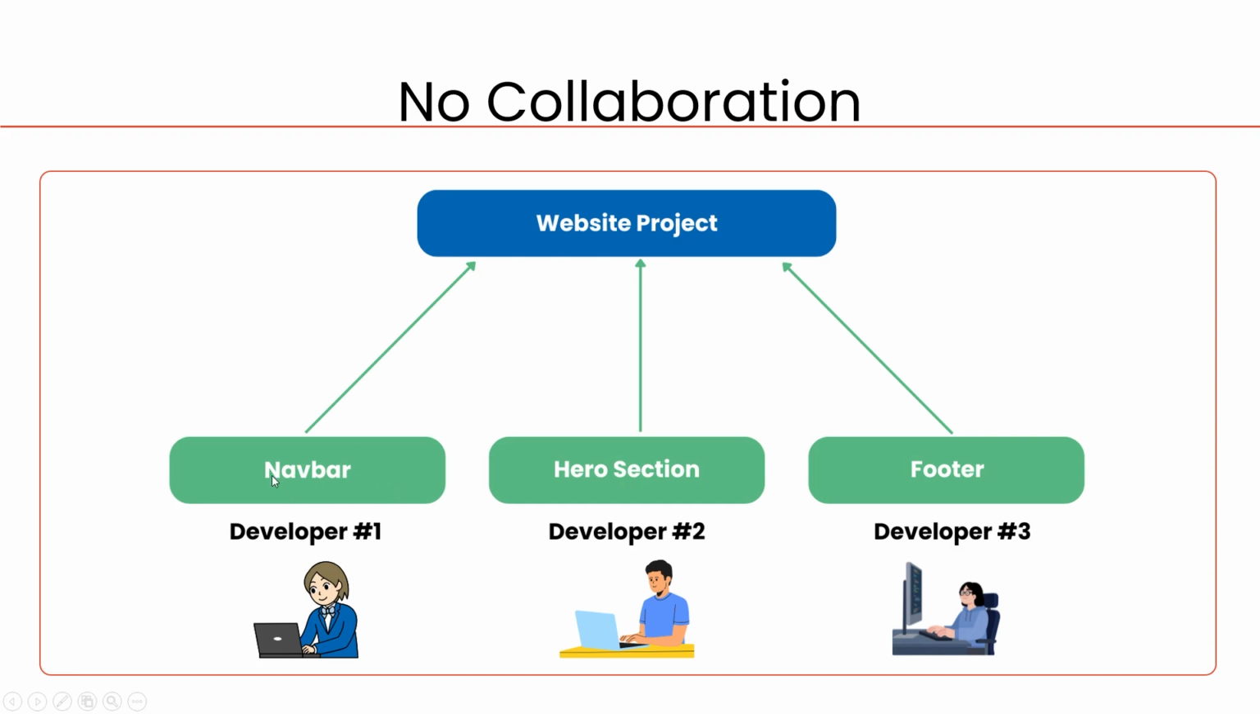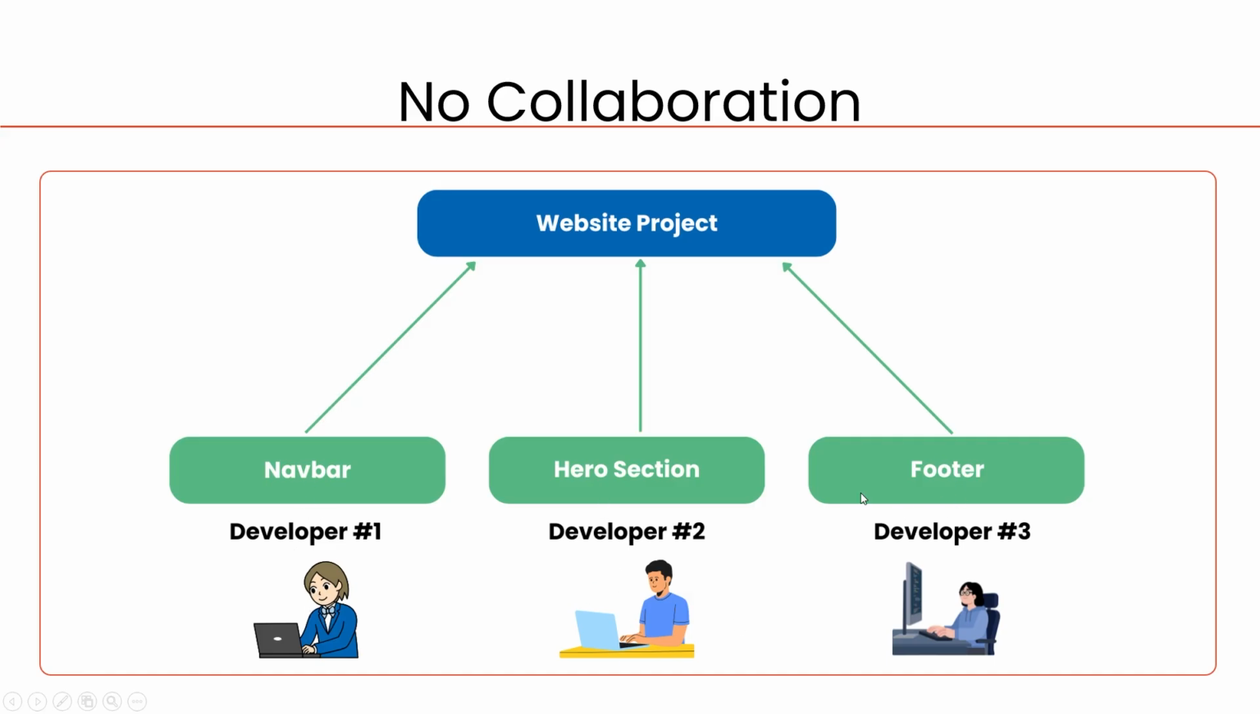Developer 1 created navbar, developer 2 created hero section, developer 3 created footer. Now all this code they have in their local machine. So developer 1 has this navbar code on his local machine, developer 2 has hero section code on his local machine, developer 3 has footer code on his local machine.